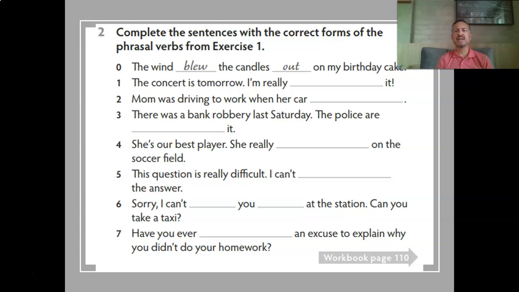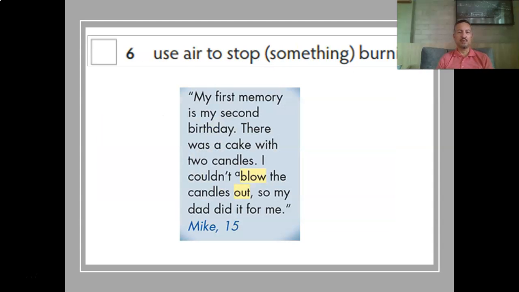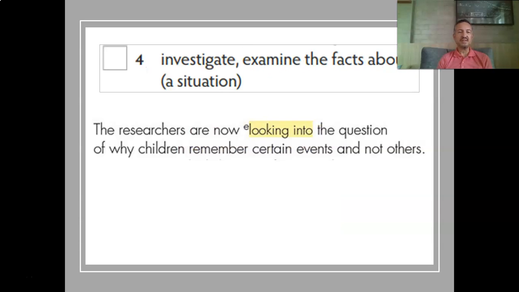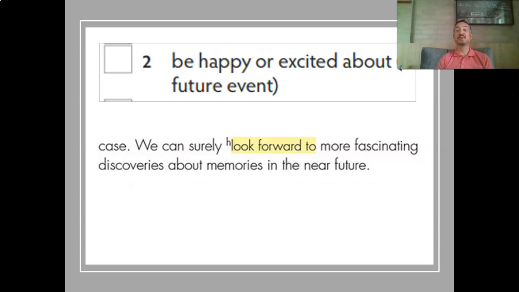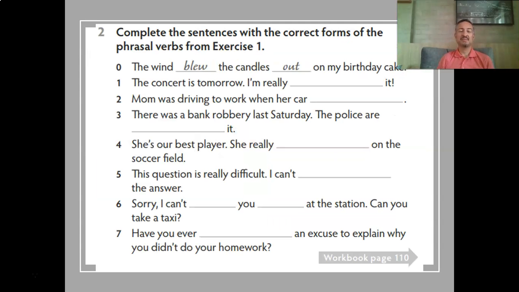The concert is tomorrow. I'm really blank it. Which one is this? Which ones? Understand, find the answer, stop working, use the air, come to meet someone and take them somewhere, investigate, tell a lie. Number 2, be happy or excited about the future event. In this case, the concert. So look forward to. So here we have the concert is tomorrow. I'm really looking forward to it. So I'm really excited about the concert. And here you have to use ing. I'm really looking forward to.